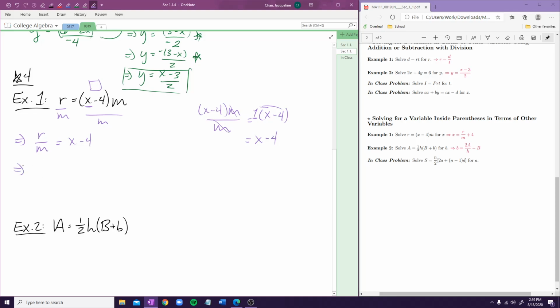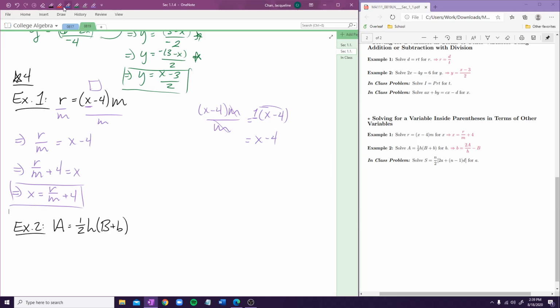So we're so close. Remember what our goal is? Our goal is to solve for x. How do I do that? It's attached to this -4, so I'm just going to add 4 to both sides. And when I do that, I get r over m plus 4 is equal to x, right? And if you want, you can rewrite this as saying x is equal to r over m plus 4, right?